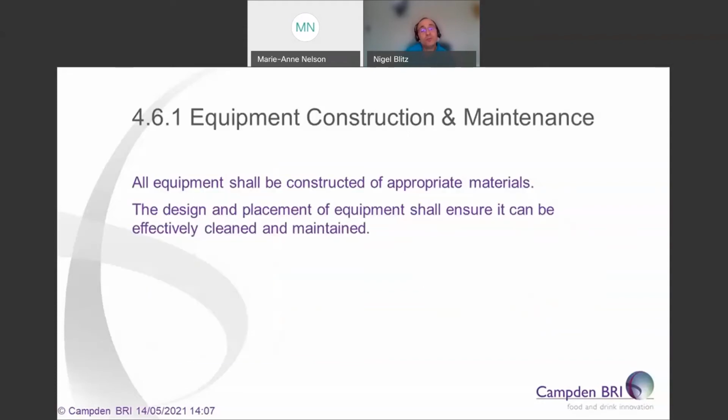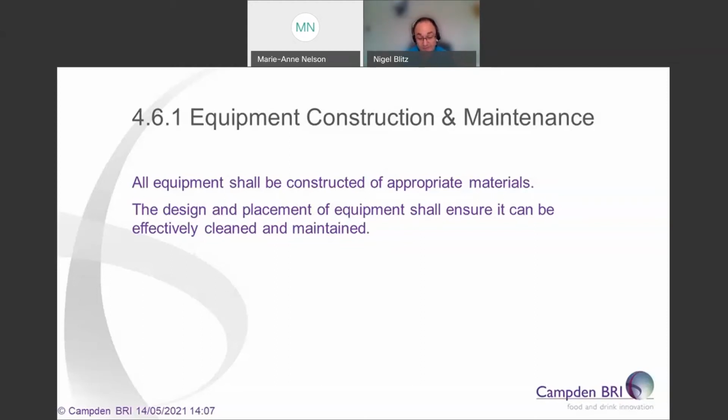And if you look at 4.6.1 equipment construction and maintenance, all equipment shall be constructed of appropriate materials. So before any new equipment is purchased, its intended use should be fully specified so that the equipment can be suitably designed and made of appropriate materials. This must include consideration of effective cleaning at appropriate frequencies, i.e., is it easy to dismantle and has it been designed to be dismantled? And documented evidence should be available to confirm commissioning prior to its use.